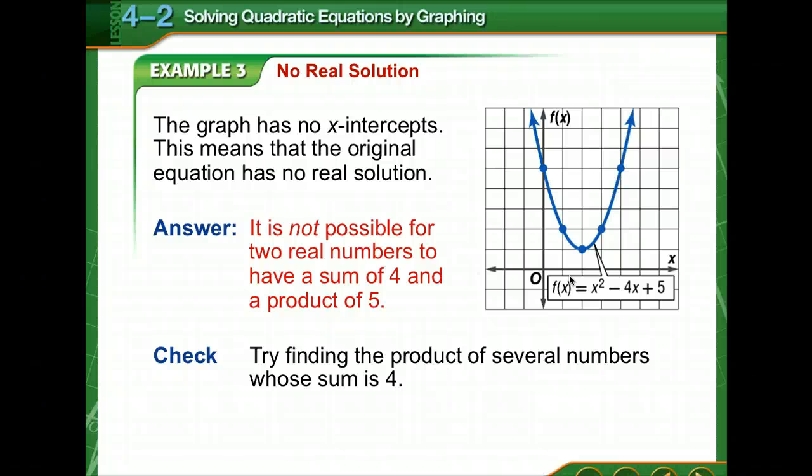So to check, you try to find the product of several numbers whose sum is 4. So like, look at 2 and 2 and 3 and 1. So 2 plus 2 is 4, but is 2 times 2 equal to 5? 1 plus 3 is 4, but is 1 times 3 equal to 5? No. Not working, is it?